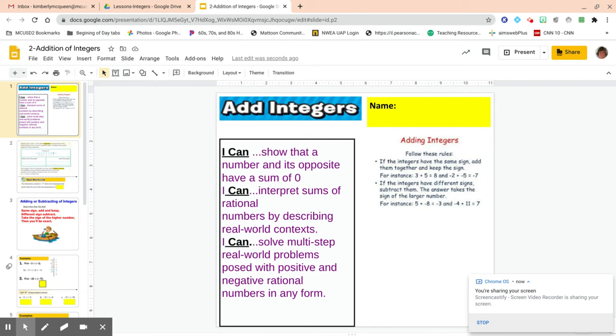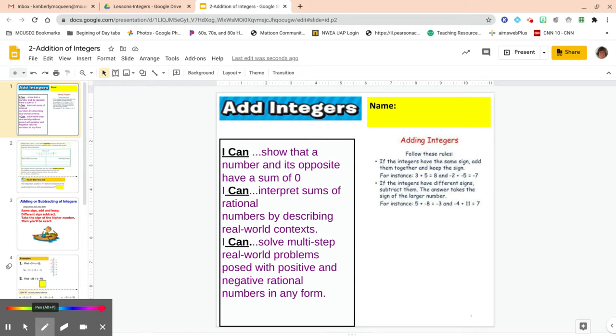Friends, how are you? Today we are going to talk about adding integers. Remember, an integer is simply a positive or negative whole number. Okay? So we are talking about adding positive and negative whole numbers.